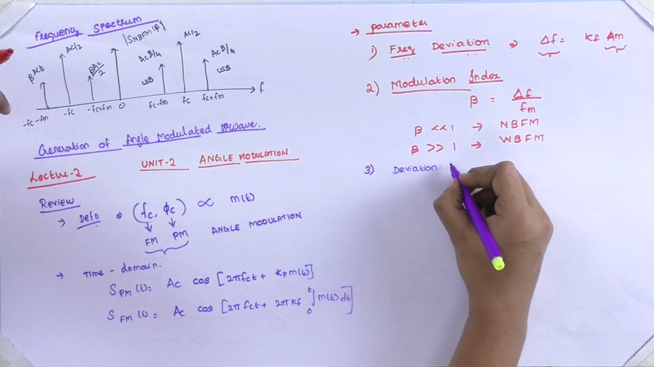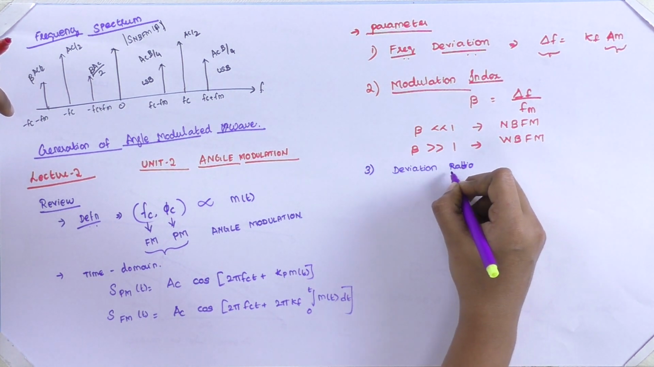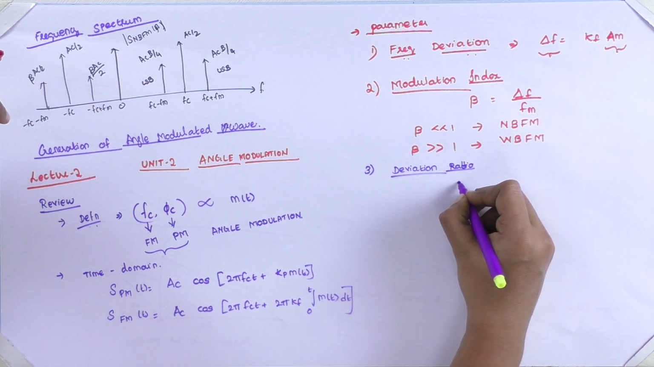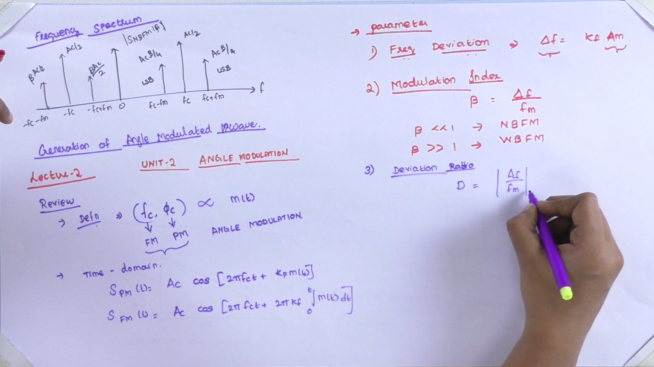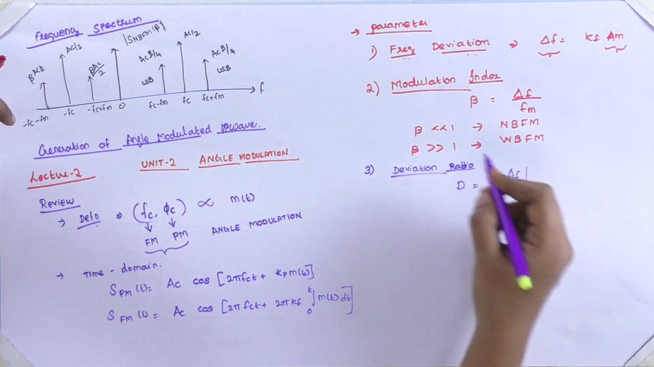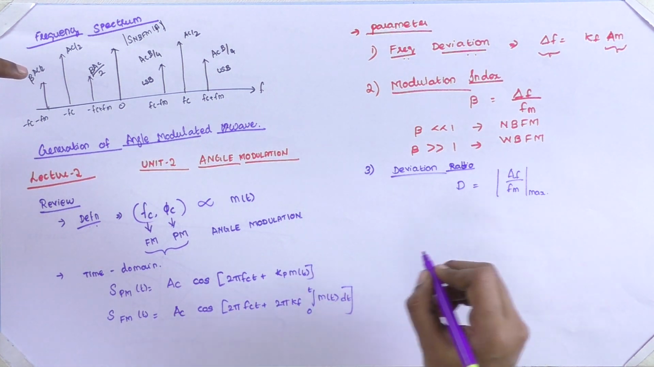And the third important parameter we have seen is deviation ratio. Beta we refer for a sinusoidal modulation. Deviation ratio, when we have non-sinusoidal modulation, we refer to beta using D. D stands for del f by fm max. So these are the three important parameters which we study in angle modulation.